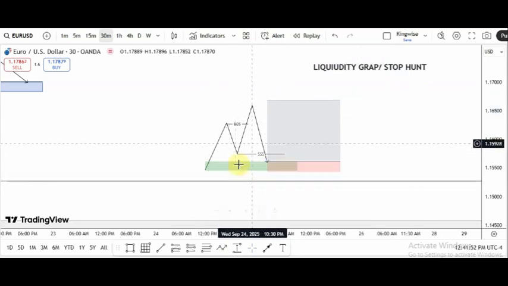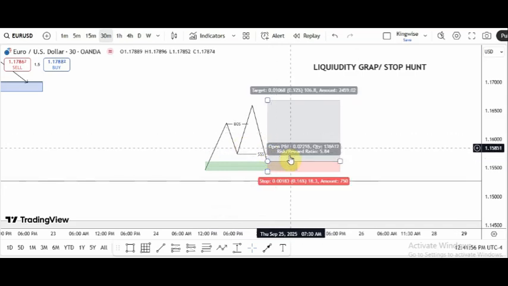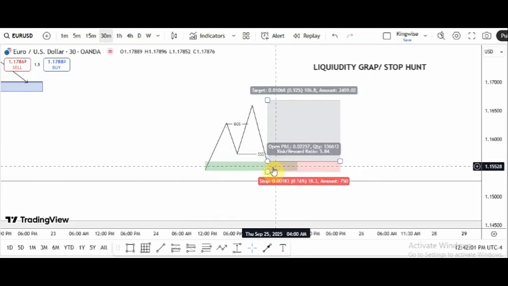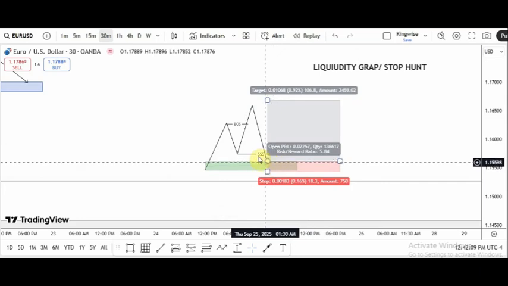So for you not to be trapped, wait for your shift in market structure on the lower time frame for you to engage this price, or you come to this zone and also wait for that shift. It's more like a confirmation entry in price, so that you can be safe.